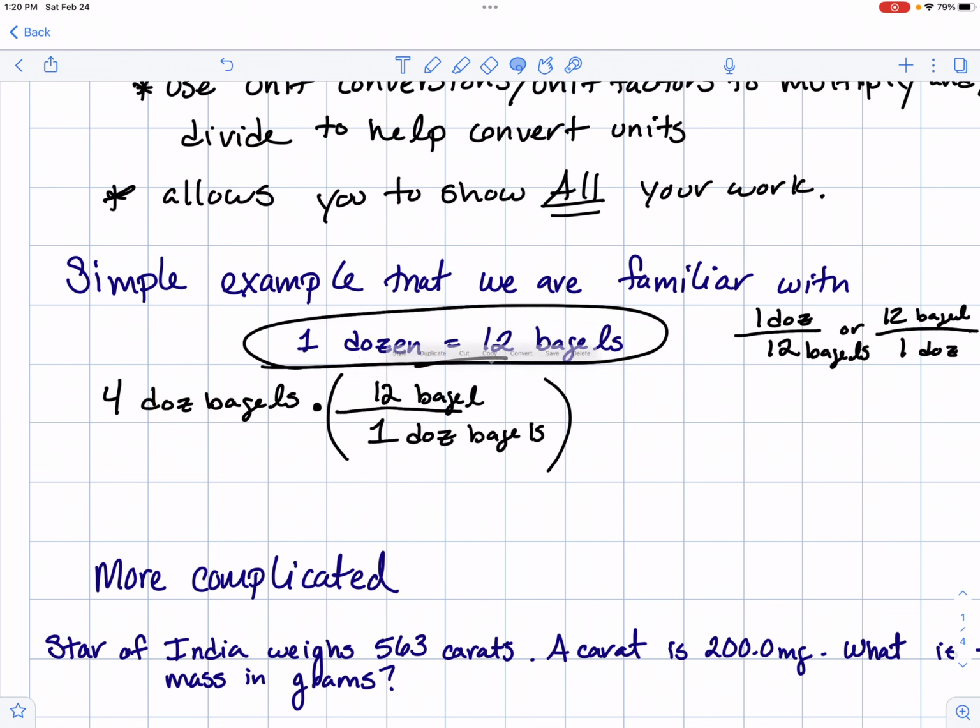Okay. So then all I'm going to do is actual math. So it becomes 4 times 12, and then technically divided by 1. And so I'm going to multiply that, and I'm going to get 48. Technically, it's dozen bagels, because my units act like math variables. So dozen bagels times bagels is my unit up top, over dozen bagels.